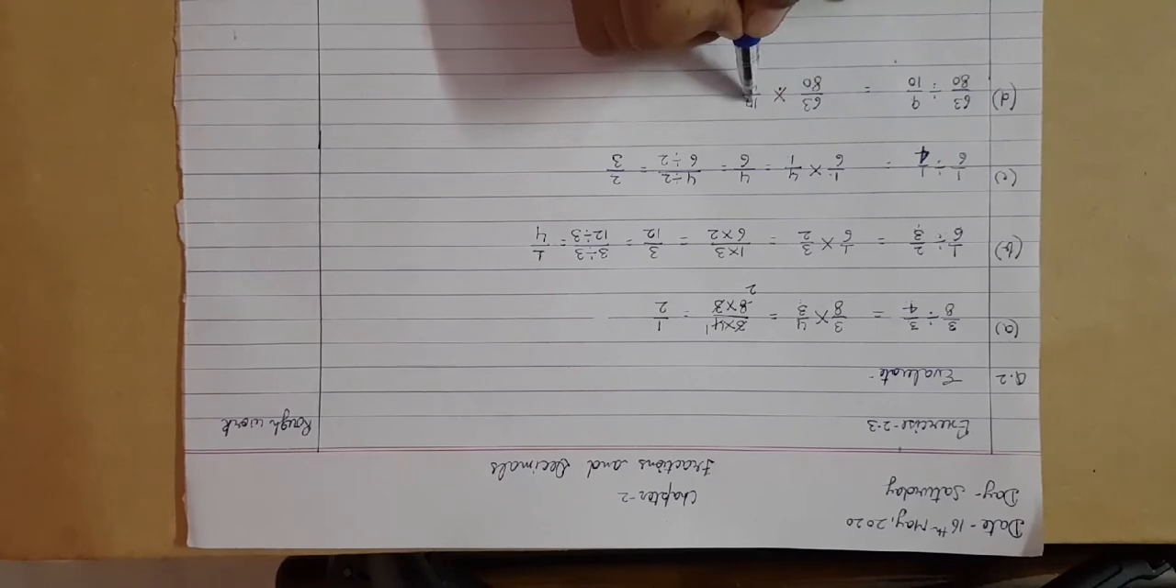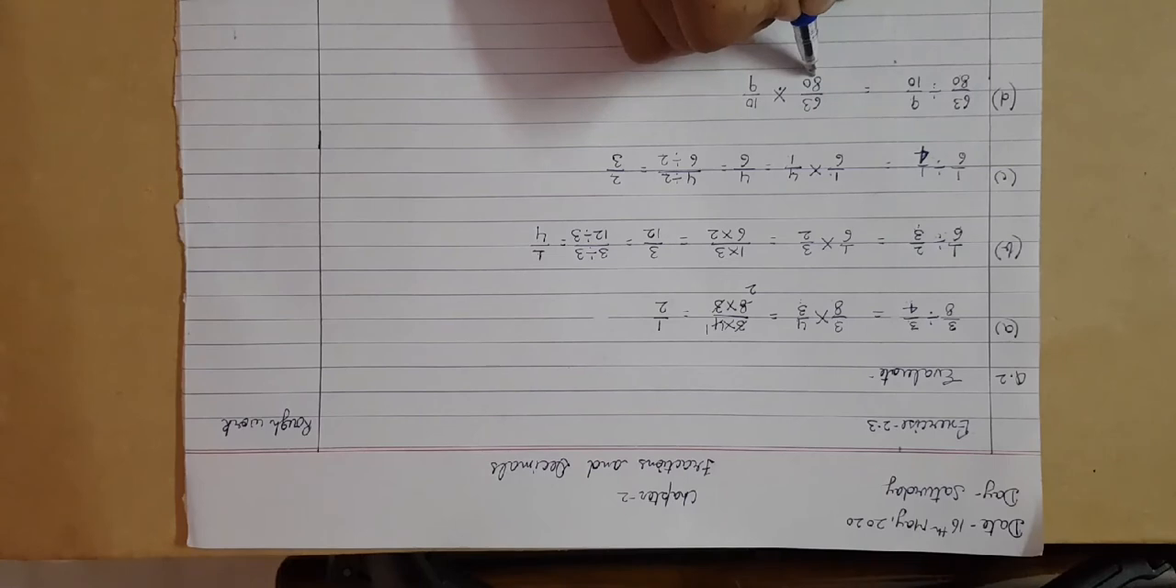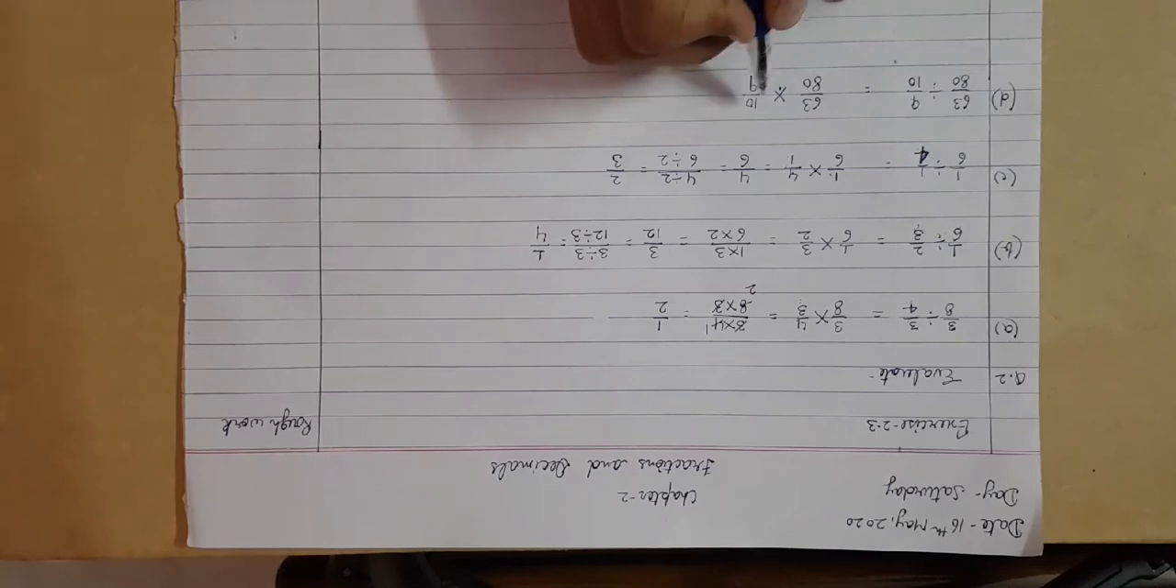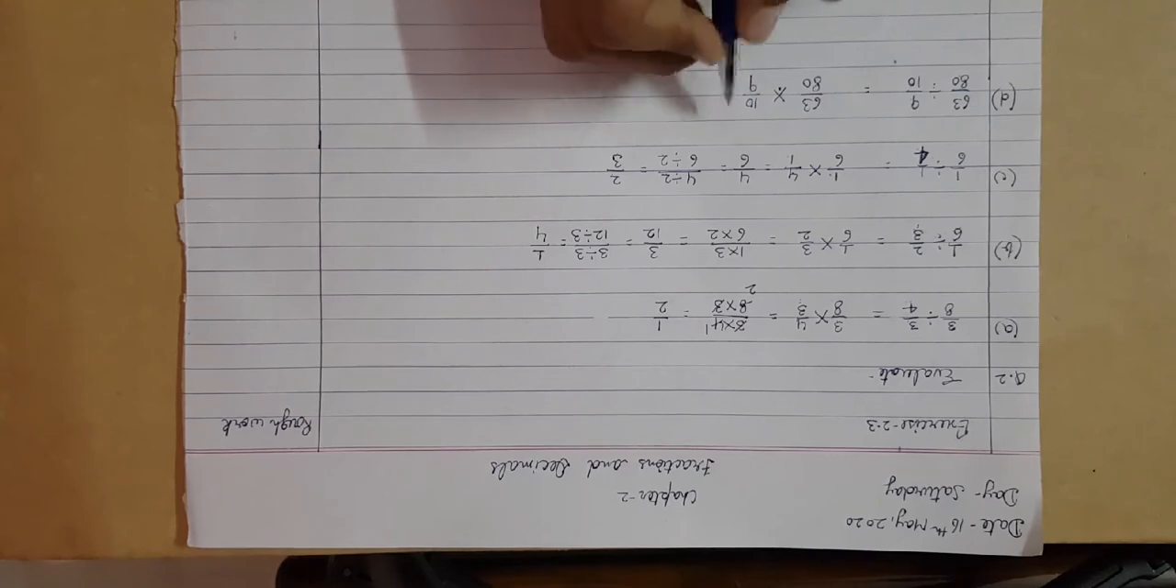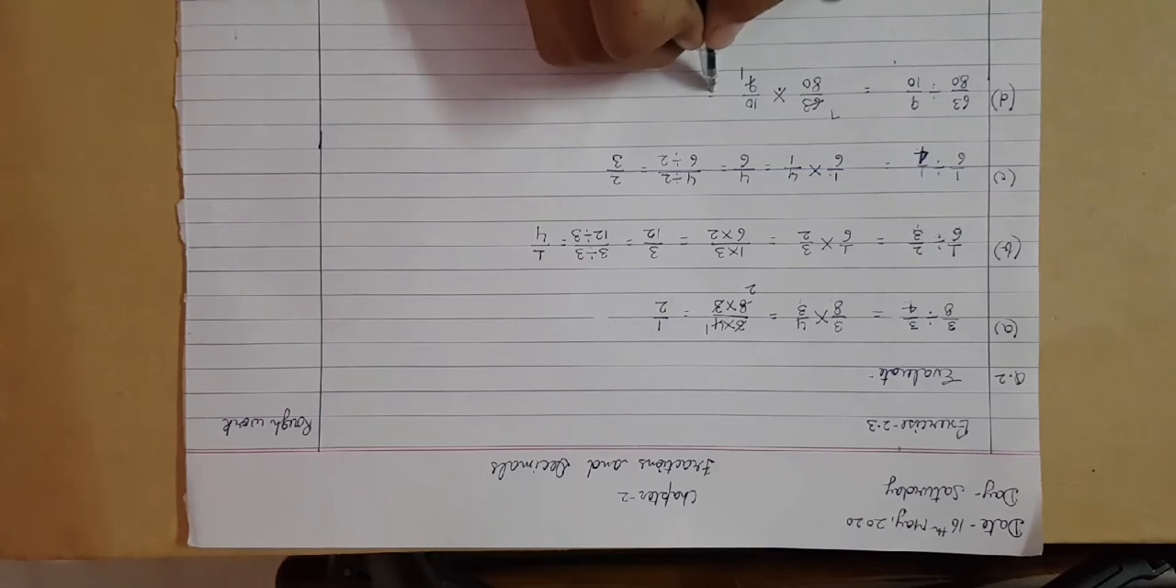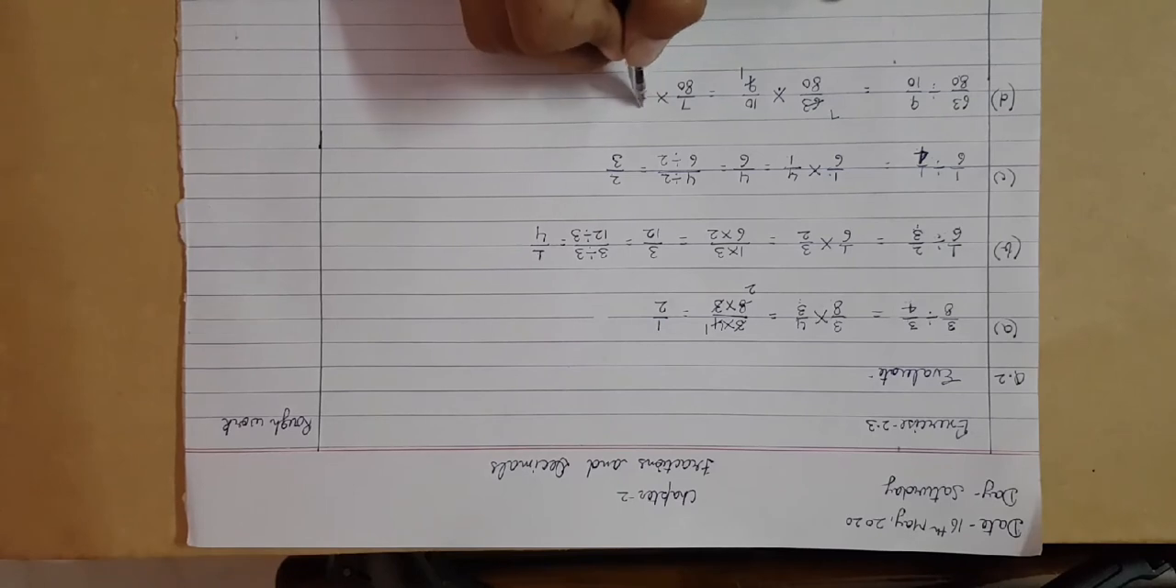63 will be multiplied with 10 as they both are numerators and 80 will be multiplied with 9 as they both are denominators. And I have told you earlier we can cut numerators with denominators or denominators with numerators. We cannot cut the numerator with numerator or denominator by denominator. Okay. So here you can see 63 and 9 both are having a common factor, 9 obviously. So 9 ones are 9 and 9 sevens are 63. So the fraction has become 7 upon 80 into 10 upon 1.